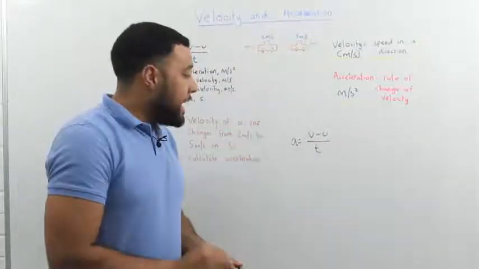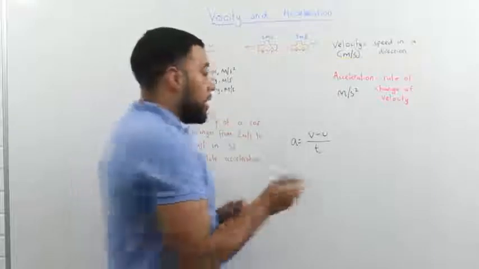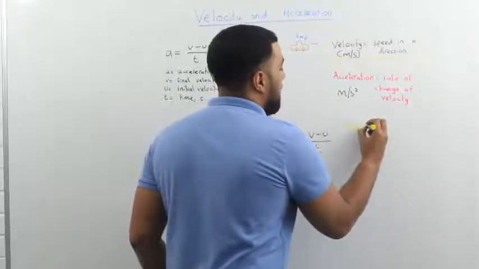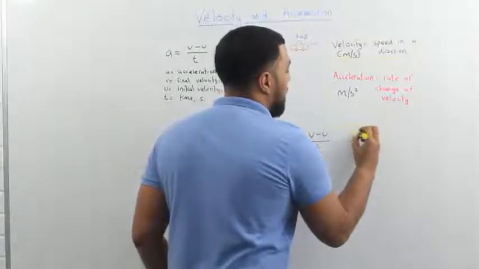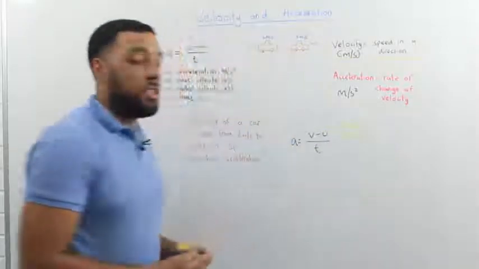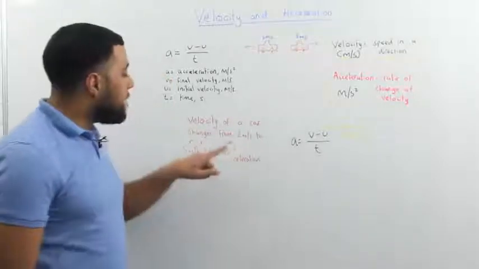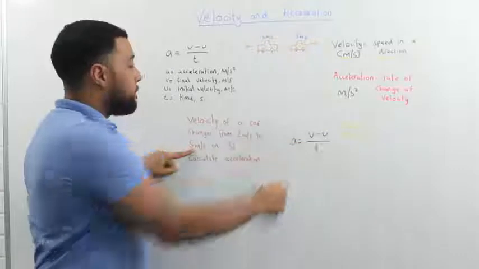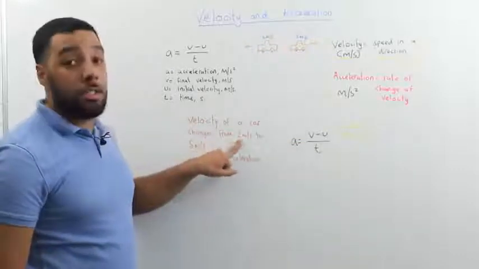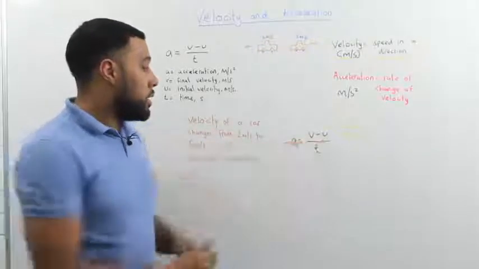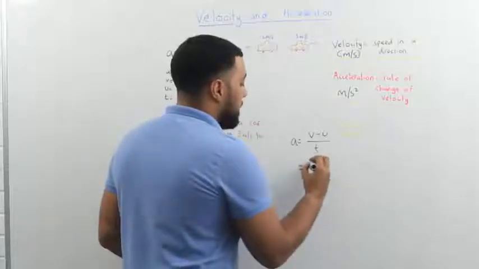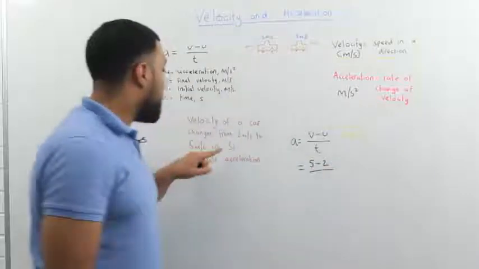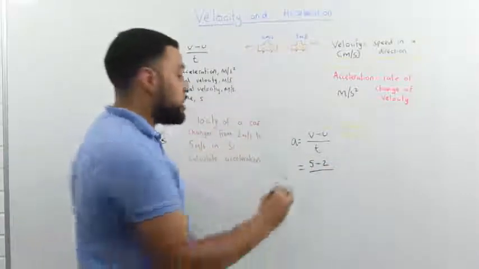we could really summarize this top bit as just meaning the change in velocity. How much has the velocity changed? And we can see here that my final velocity was 5, that's V, and my initial velocity was 2. So it would be 5 take away 2 divided by the time, which is 3 seconds.